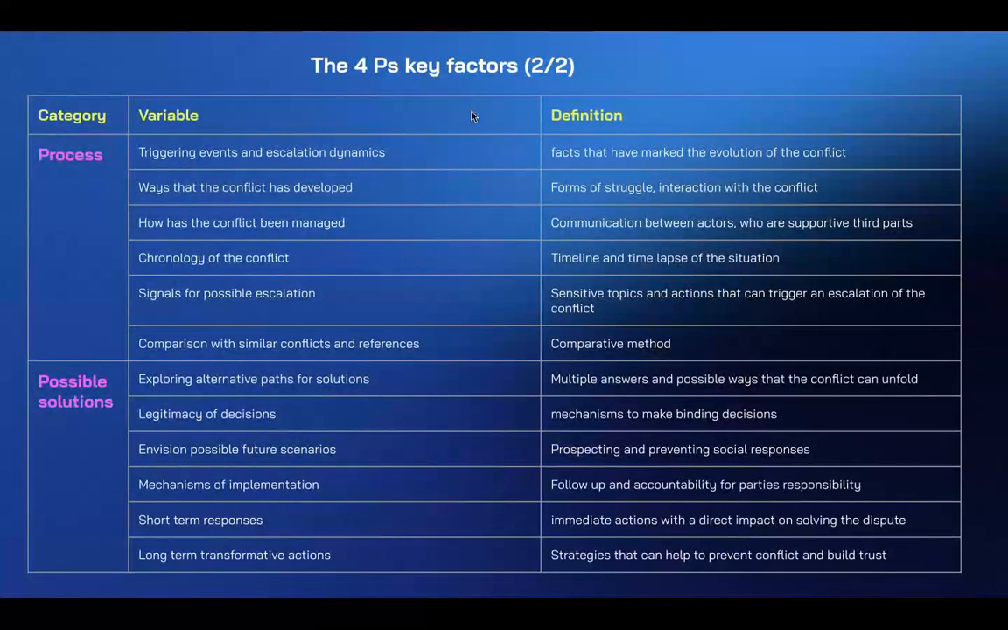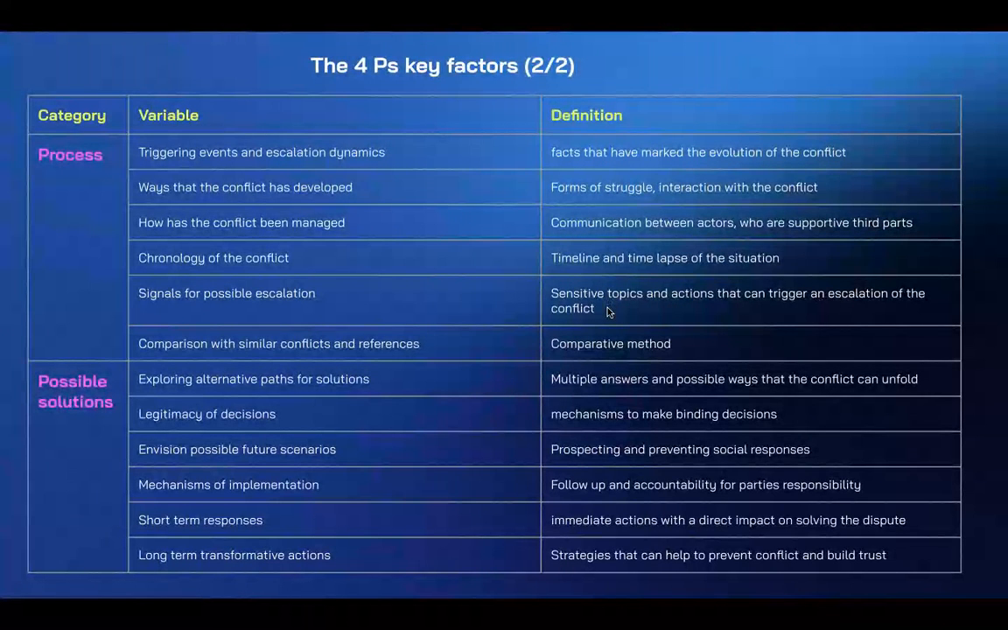So then, for the 4 Ps on the process, we can define what were the facts that have marked the evolution of the conflict, what have been the forms of struggle and interaction with the conflict, how is the communication between actors, who are some supportive third parties, what has been the timeline and time lapse of the situation, and some sensitive topics and actions that can trigger an escalation of the conflict.